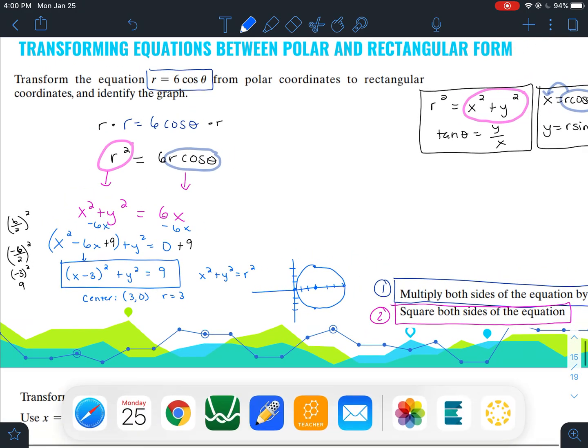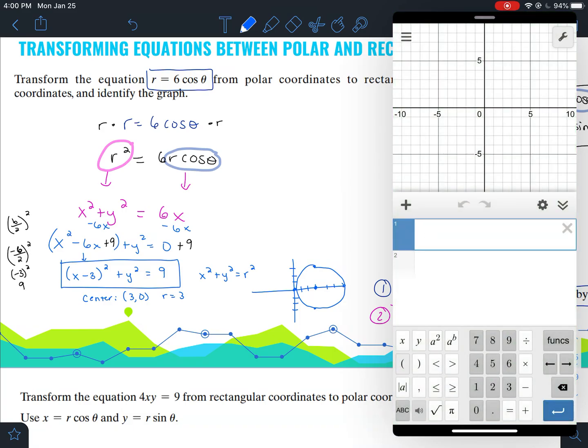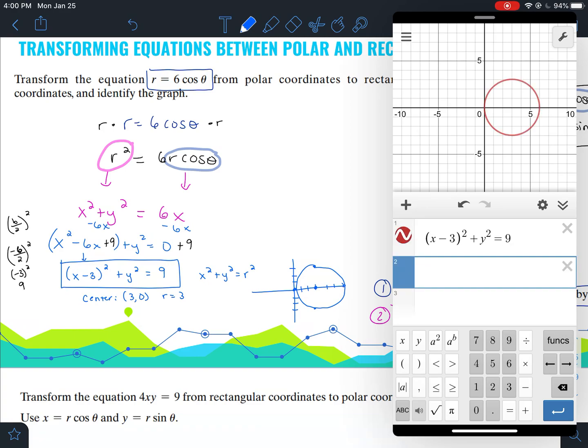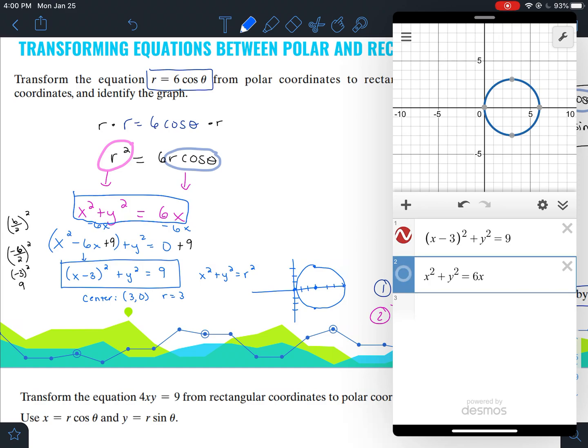But we can also do this in polar. Desmos will let you graph in both rectangular and polar form. So let's graph that in rectangular form first, and then I'll show you that they're the same graph. So x minus 3 squared plus y squared equals 9. Or if you wanted to, Desmos would also graph that first example, x squared plus y squared equals 6x. So Desmos will graph it without you having to rewrite it. So again, if I took that off or put it back on, it's the same exact thing.